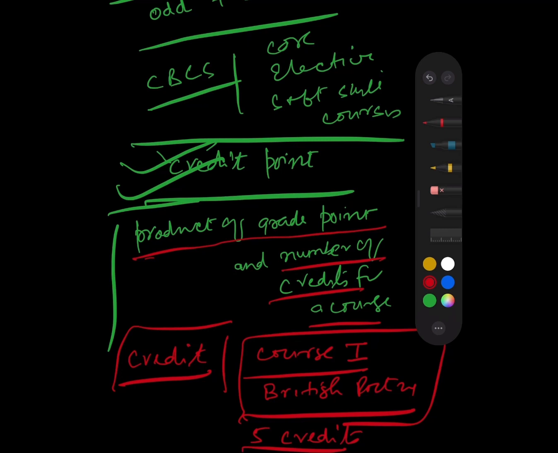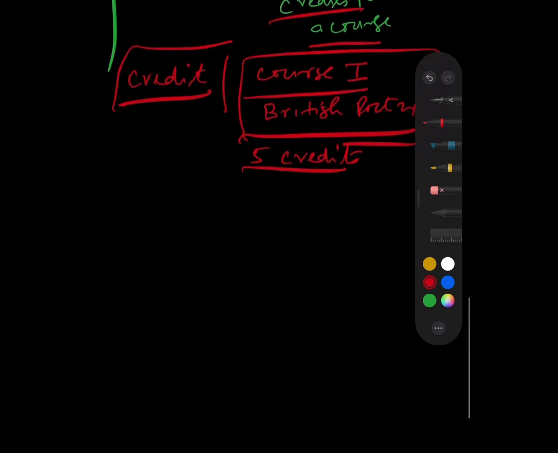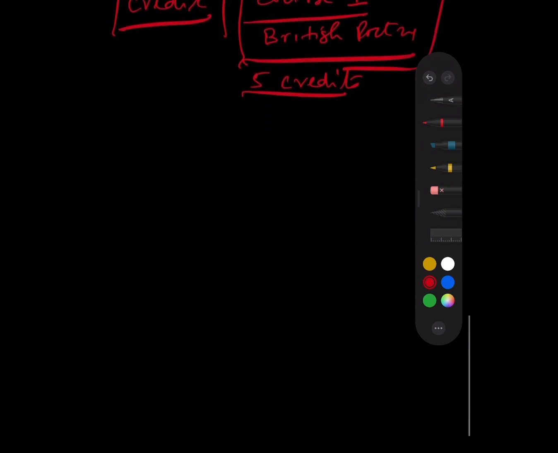Then course 2, say, British drama will have 5 credits. Course 3, prose, will have 5 credits. Course 4, say, novel will have 5 credits, or 4 credits, or 3 credits, whatever it is. So the total number of credits in, say, MA program will be 20 credits or so, whatever has been designed. So credit is actually a unit by which the course is measured. And as I have just told you, it determines the number of hours which a teacher is interacting with the students.